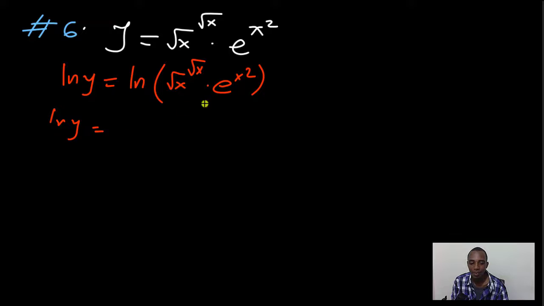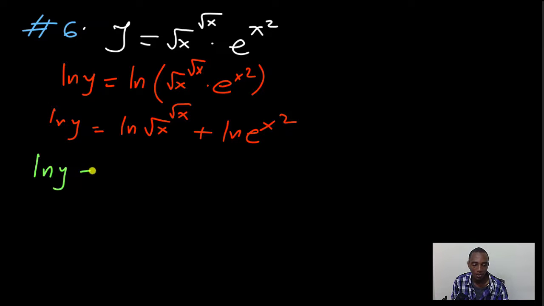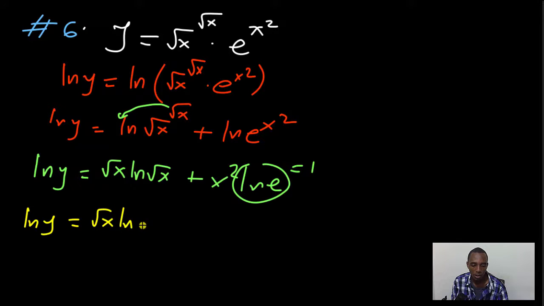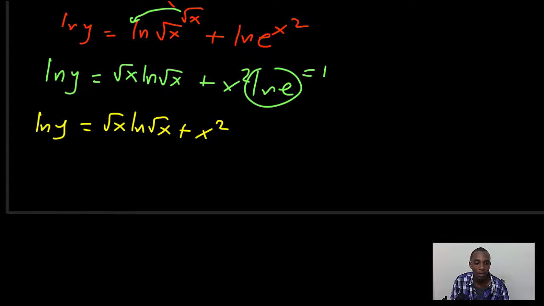Okay, as you already suspect, we expand this. So we have the natural log of root x to the power root x plus natural log of exponent x squared. Nice. So natural log of y equals, drop this power down here, so you have root x times the natural log of root x plus x squared, the natural log of e, and we know by definition this is equal to 1. So we've got natural log of y equals root x, natural log of root x plus x squared. So this is a little bit easier to work with now.